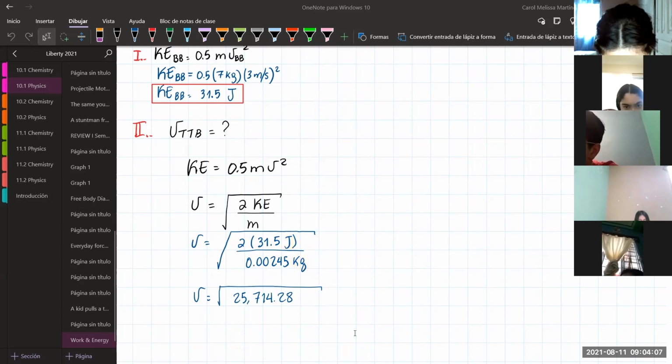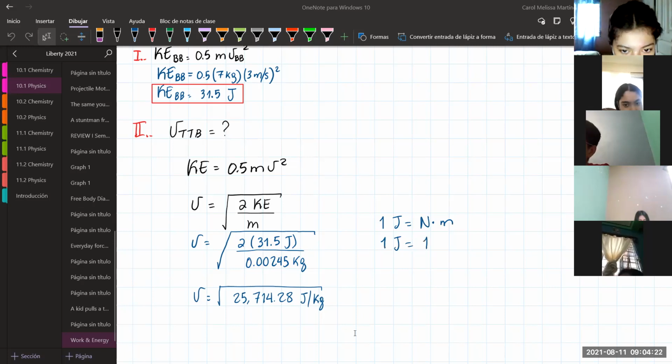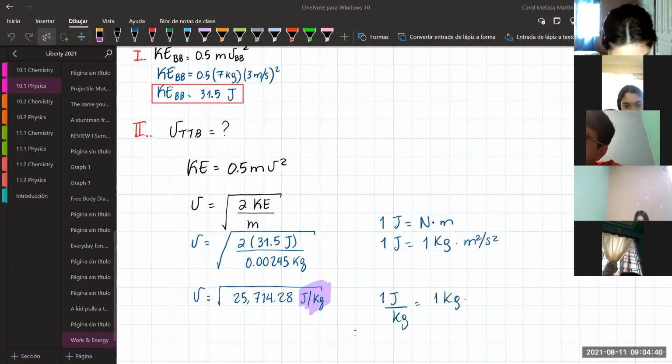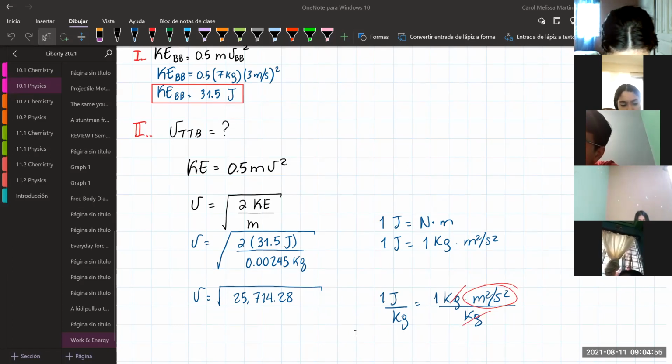But what is that? I'm going to write the units joules over kilogram. Remember what we said in the beginning, that 1 joule is equal to 1 newton meter, or that 1 joule is equal to 1 kilogram times meter square over second square. If I just substitute the joule by this unit, 1 joule over kilogram is equal to 1 kilogram meter square over second square, which is a joule, and I divide it by a kilogram, all I have left is meters per second square. That means that inside this square root, what I'm going to have is meter square over second square.